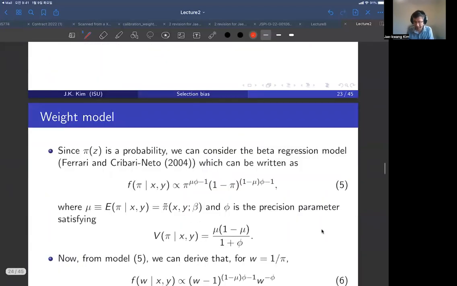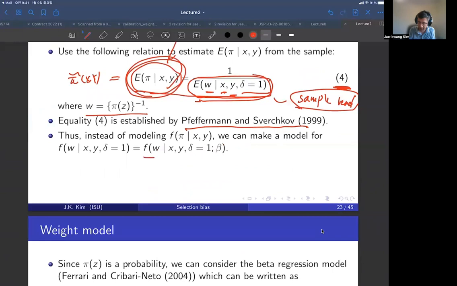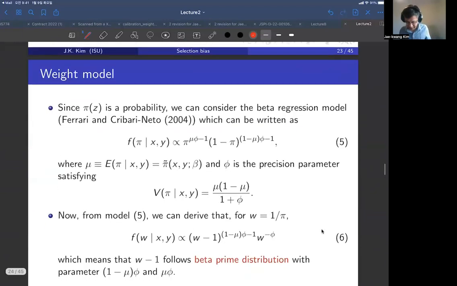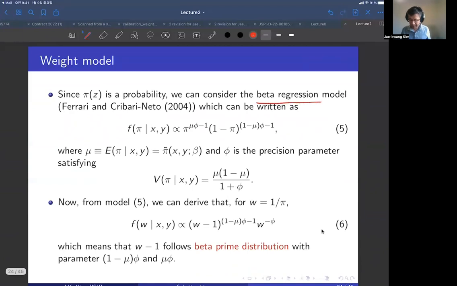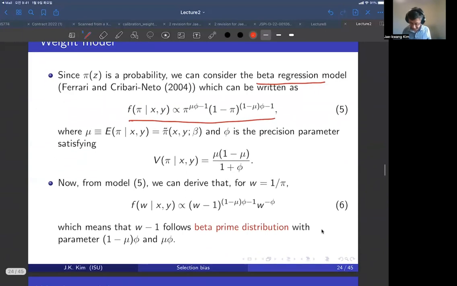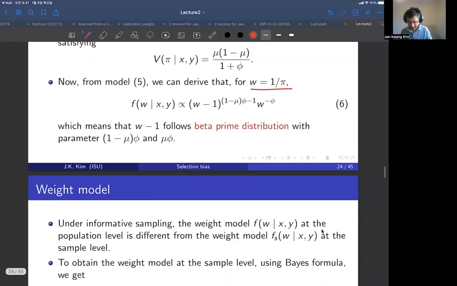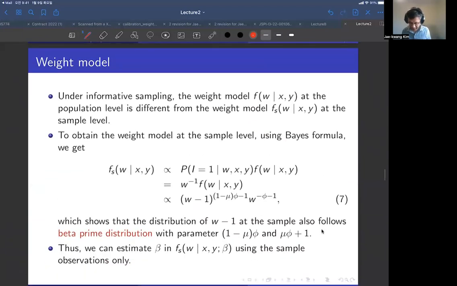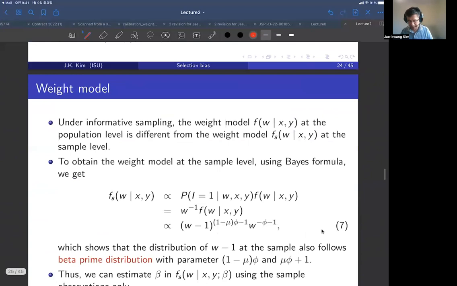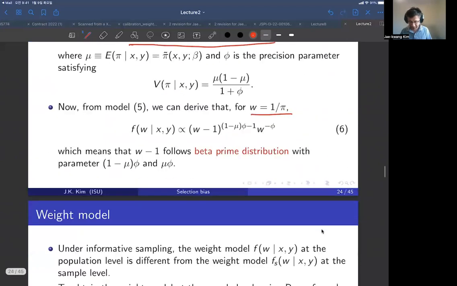And for this weight model, we can use some beta regression model to make a model for pi, and for the inverse of the weight model, you can use the beta prime distribution. So you can derive this, but there are some details that I think are beyond the scope of this presentation, so I will just skip that part. But if you are interested, you can read this.